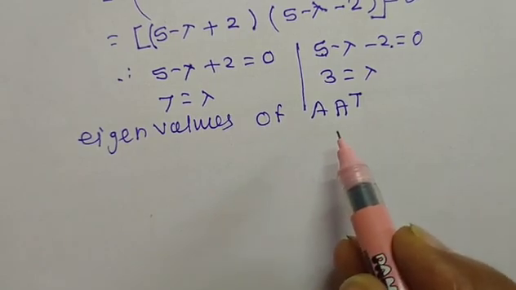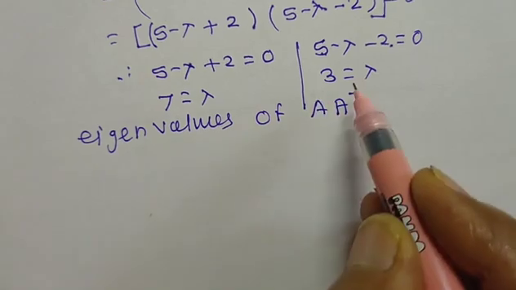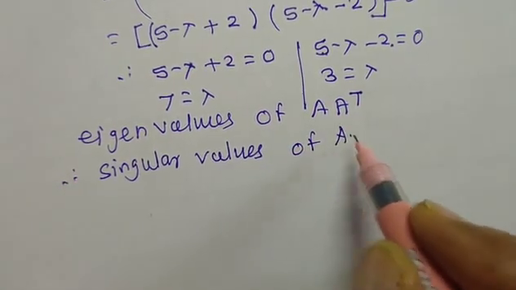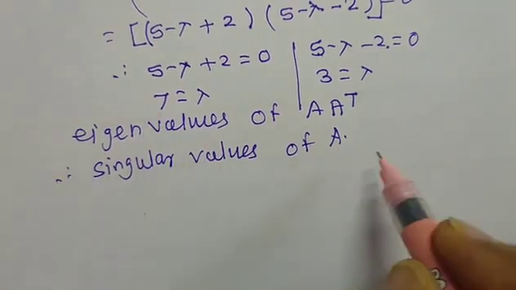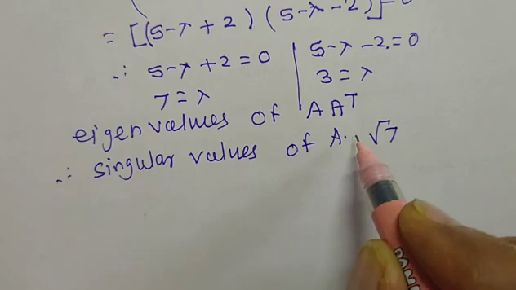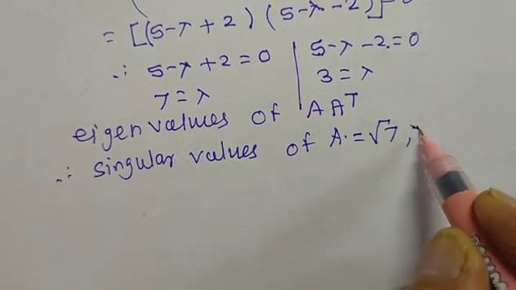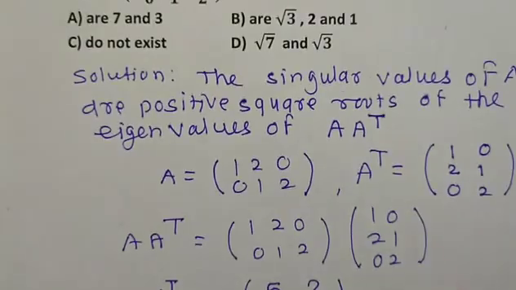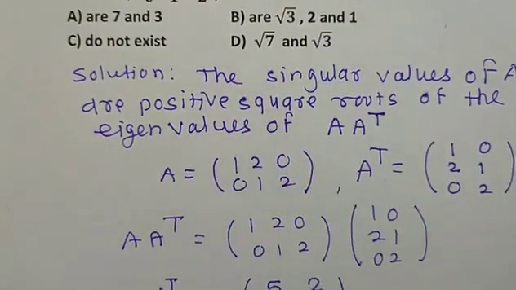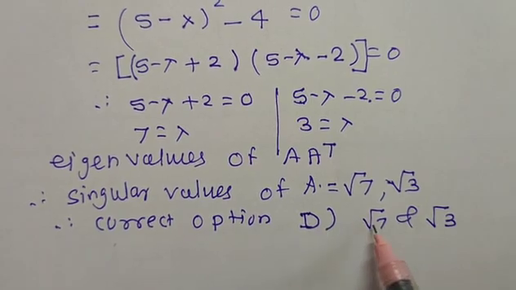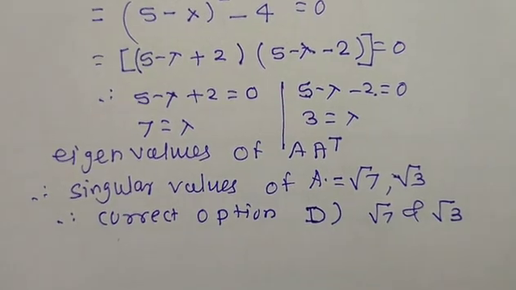Now, singular values, you know, are the square roots of these values. Therefore, singular values of A are what? Square root of this is 7 and square root of this is root 3. Therefore, option D is the correct option. Therefore, the correct option is D, root 7 and root 3.